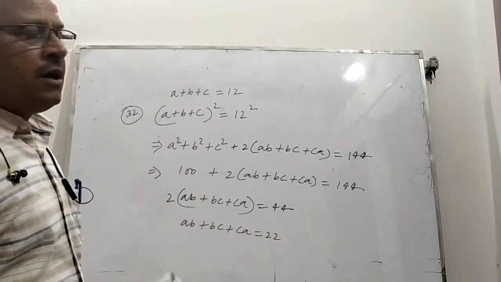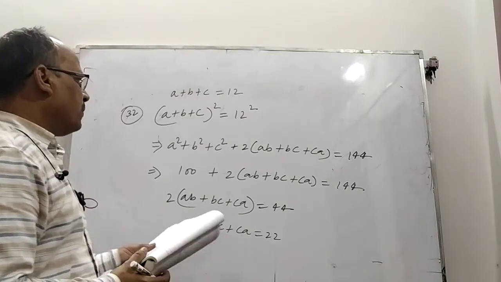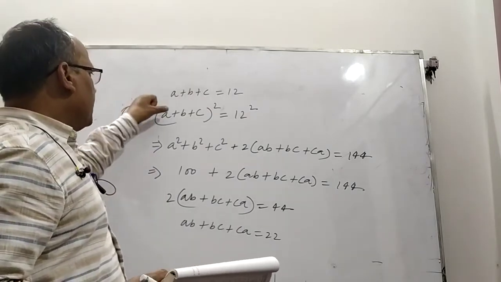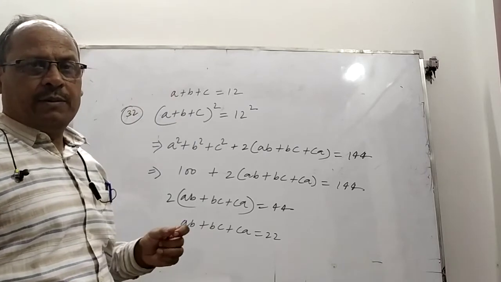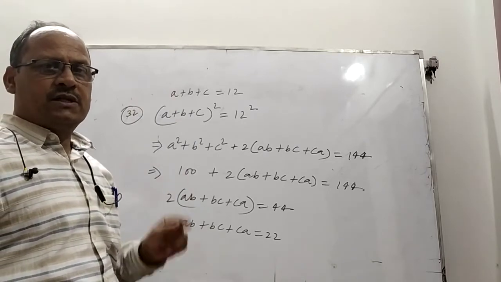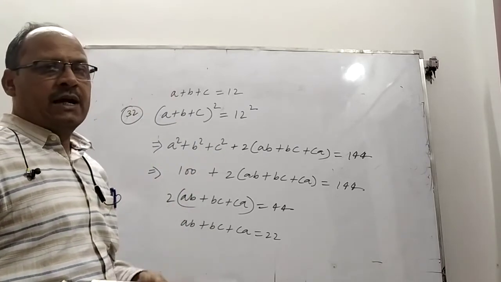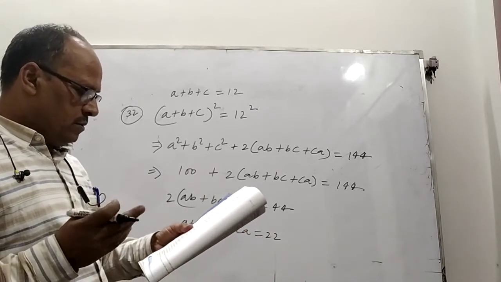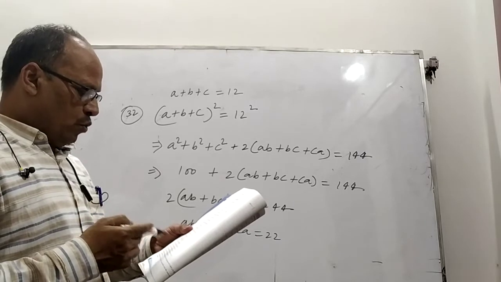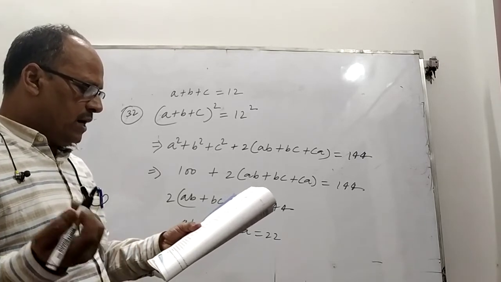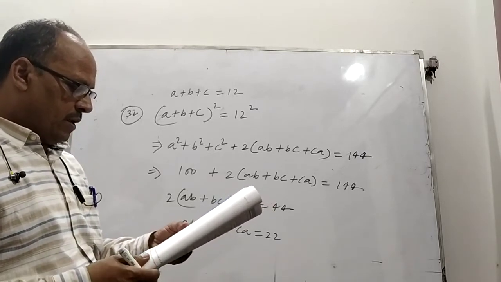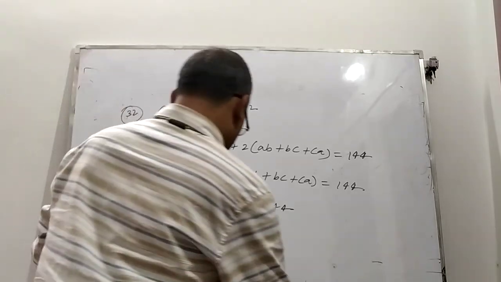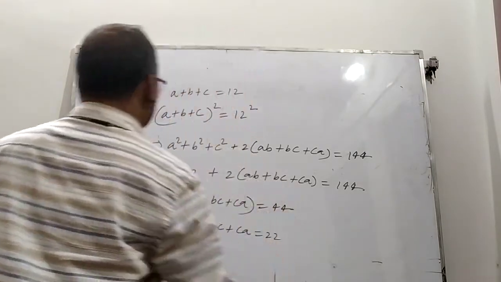This is clear? So by help of the formula A plus B plus C whole square equal to A square plus B square plus C square plus 2 in bracket AB plus BC plus CA, you can do the question. In the old book it is given 31, 32 and 33. Now 34 also you can do.